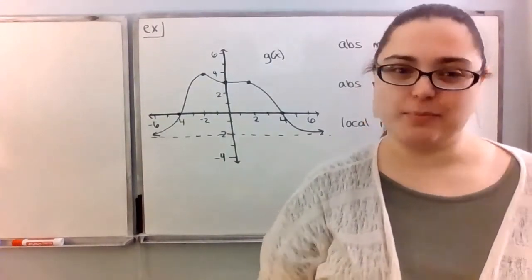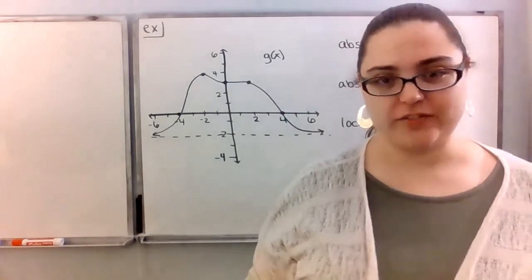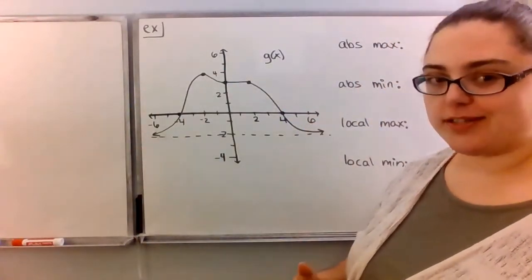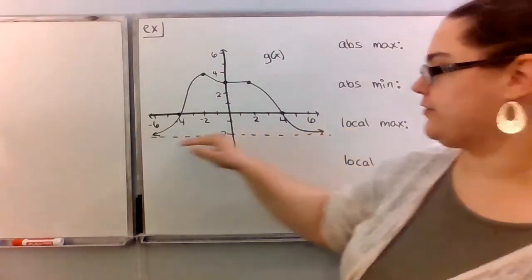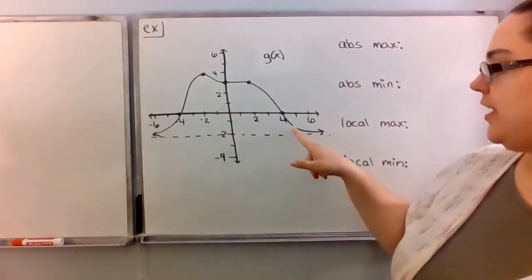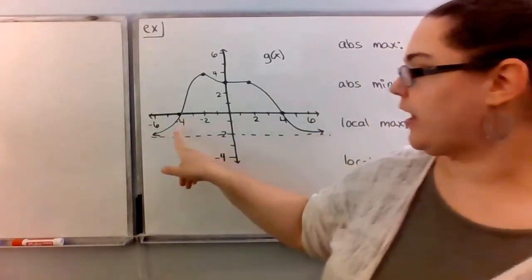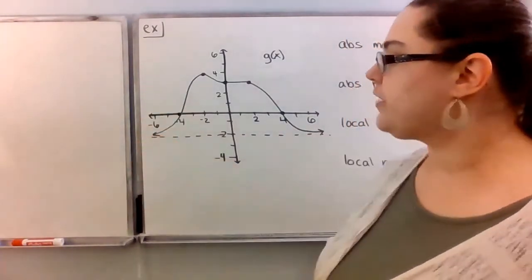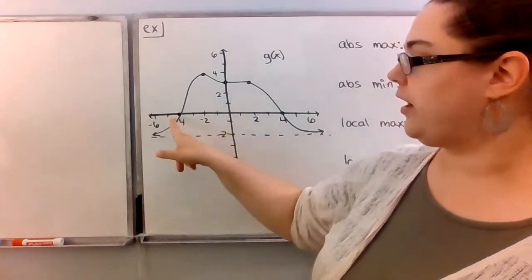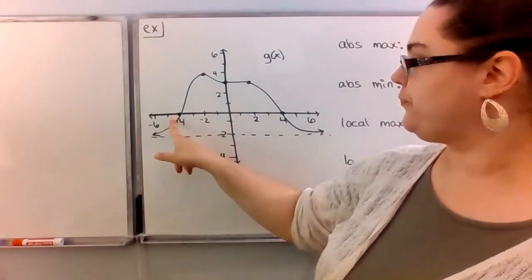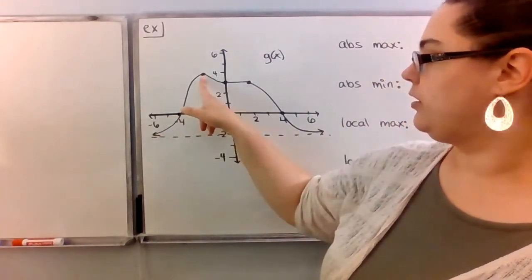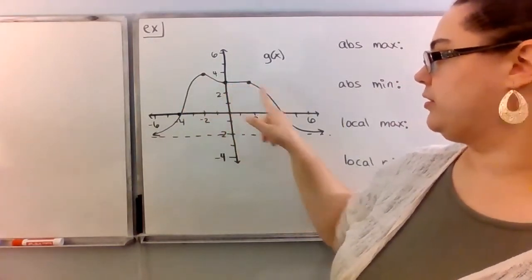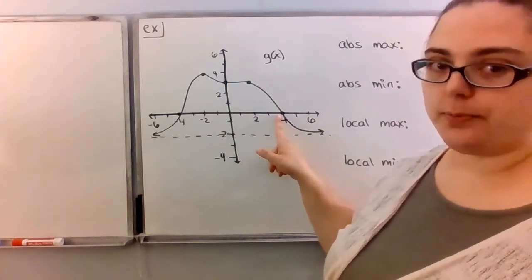Alrighty, for this example, we're going to be looking at the function g of x, which is graphed here. G of x has a horizontal asymptote of y equaling -2. So you can see on the ends here, the arrows indicating that this function approaches -2 from above. It goes through the points (-4, 0), (-2, 4), (0, 3), (2, 3), and (4, 0).